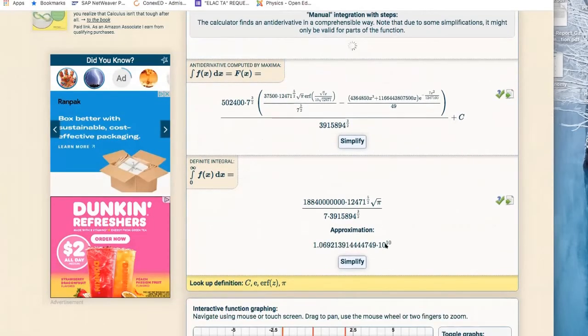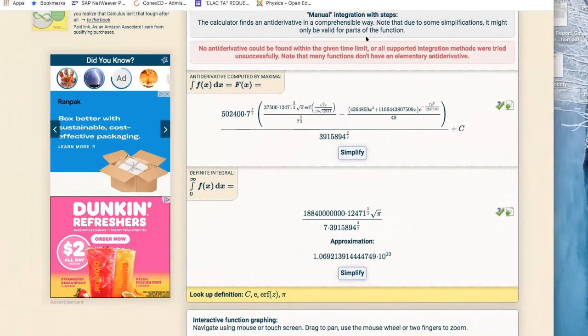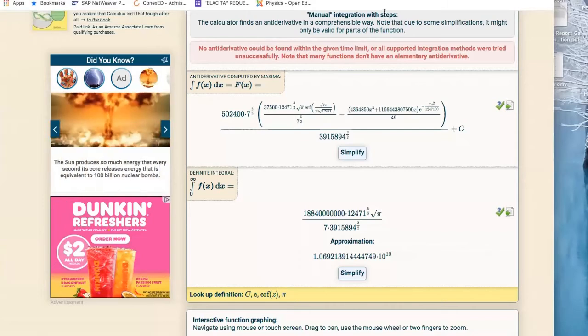Oh, it's much bigger, right? Then divide this by 40,000, then square root that. You see? That should give us the root mean square velocity. Okay, so let's write that down. 1.069 times 10 to the 10th. Okay.